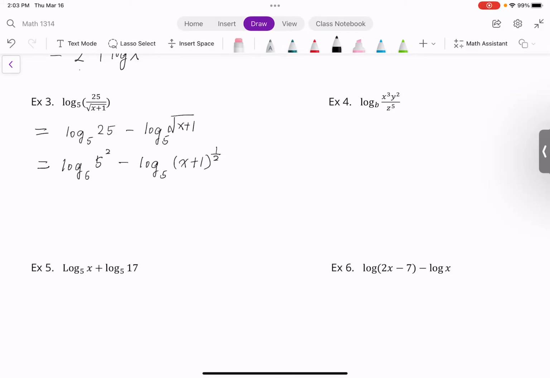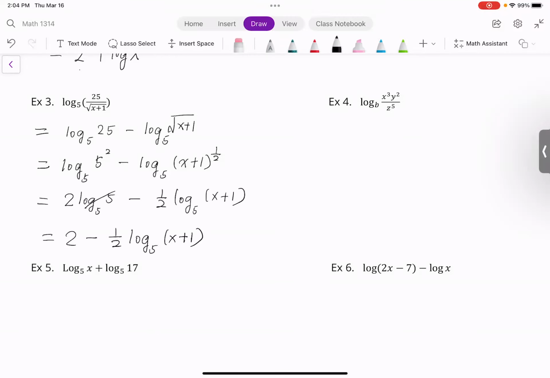Why am I doing this? I know I can bring the power to the front by the first property. And then I can bring the 2 in front. I have log base 5 of 5, it can be canceled. Minus, bring the 1/2 in front. That's the power. We have log base 5 of x plus 1. Then we have 2 minus 1/2 log base 5 of x plus 1.